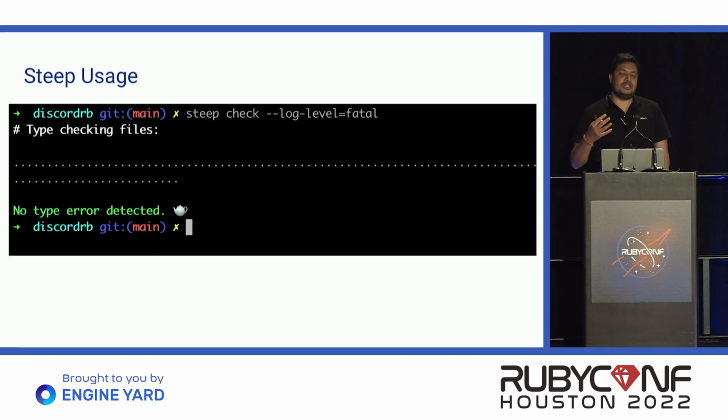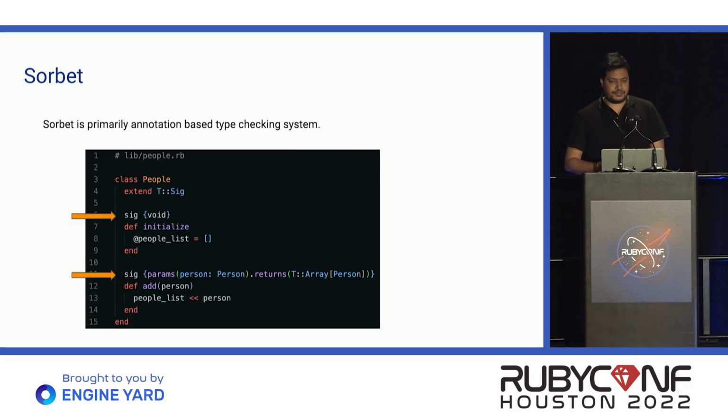And if we have to check whether everything in our annotation has gone fine or not, then we can just call Steep check and it will parse all the code and say whether things are good or bad. I have run this on Discord RB and I ignored lots of files because annotating all of them was not practically possible at that point of time. But you can see that as the end result, there are not many errors.